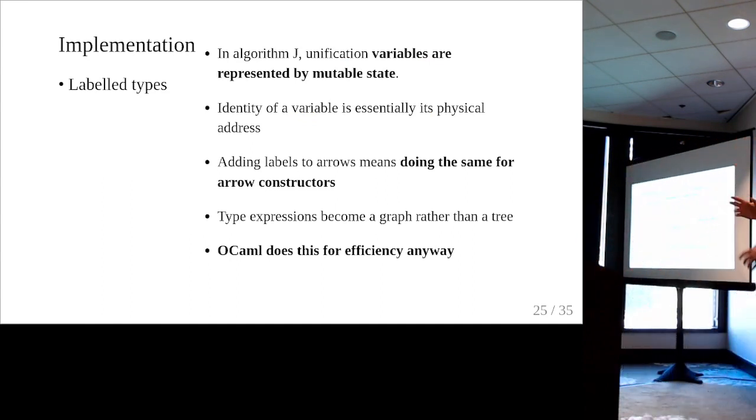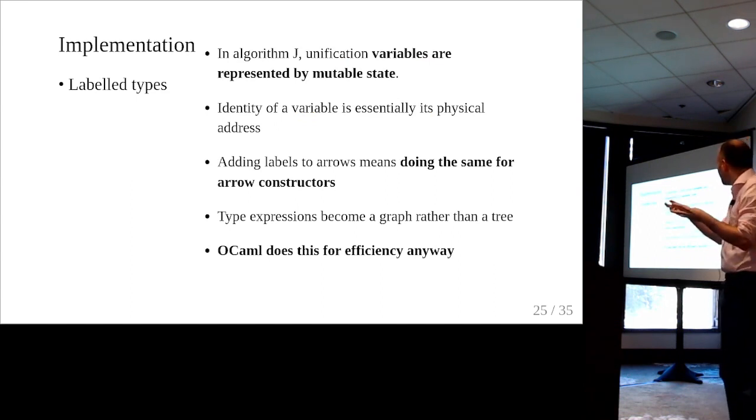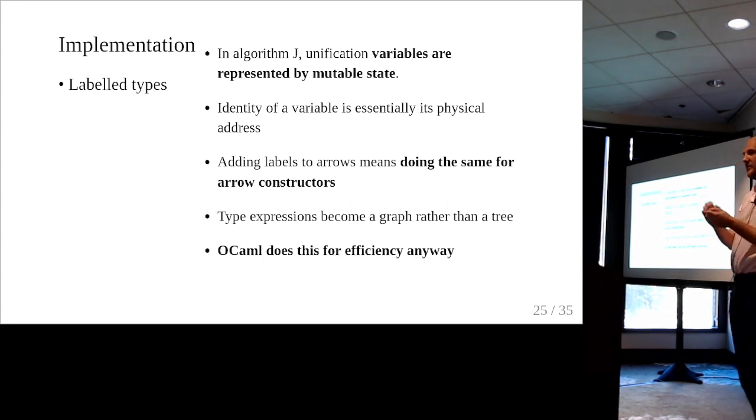So in algorithm J, unification variables are represented by mutable state. Mutation is the easiest way to implement substitution. And so the identity of a variable is essentially its physical address. Adding labels to arrows means doing the same for arrow constructors. Your arrow constructors are now mutable pieces of state. When you unify one arrow with another arrow, you have to mutate one to point to the other. And so your type expression is really becoming a graph rather than a tree. There is sharing, and you are keeping track of the sharing.